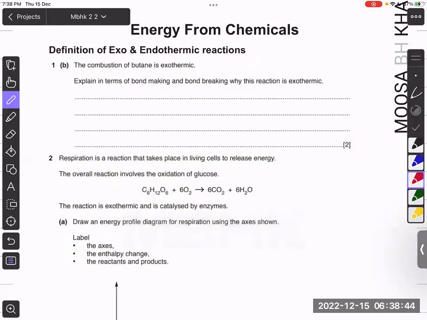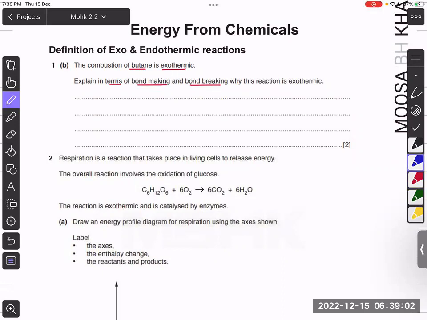He's saying explain the combustion of butane is exothermic. Explain in terms of bond making and bond breaking. Why is this reaction exothermic? So these are the frequent questions where he asks you to explain whether a reaction is endothermic or exothermic. So I'll get you the answer written.